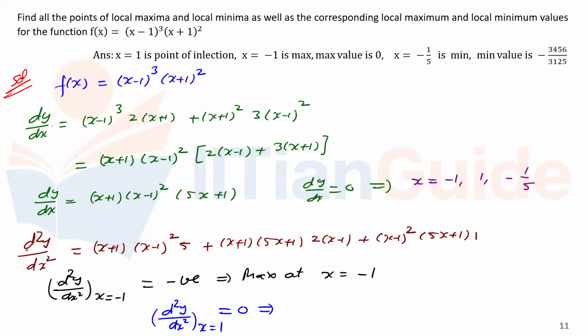But anyway, now come to the third point, x equal to -1 by 5. So del square y upon dx square, the second derivative value I'm calculating when x is -1 by 5. When x is -1 by 5, this term will become 0, this term will become 0, only the first term is left. This is always positive. Overall I'm getting a positive value. So that means it is minimum at x equal to -1 by 5. Got it? No problem?